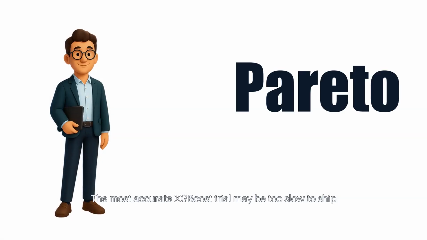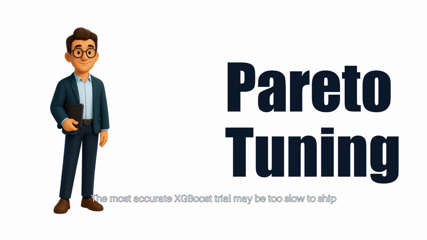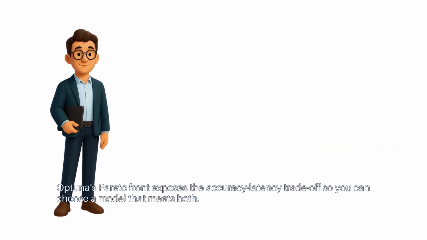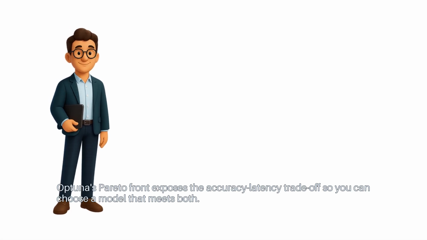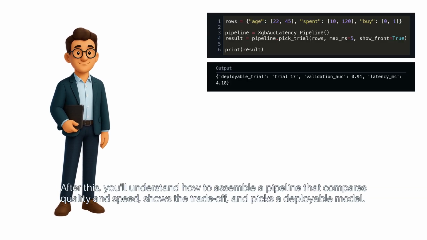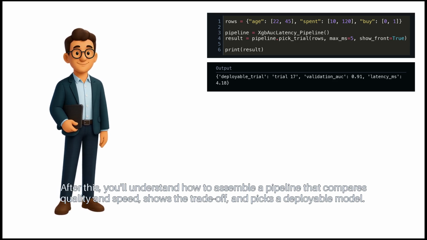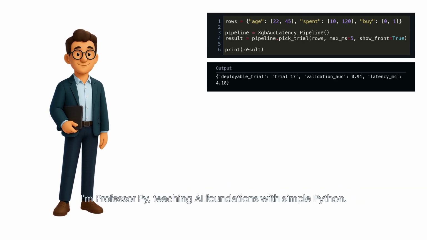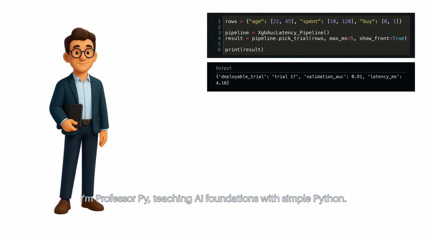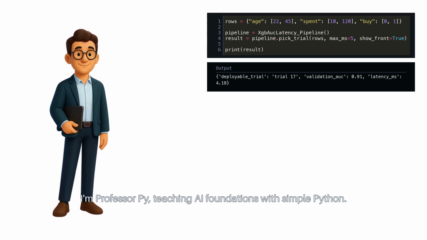The most accurate XGBoost trial may be too slow to ship. Optuna's Pareto front exposes the accuracy-latency trade-off, so you can choose a model that meets both. After this, you'll understand how to assemble a pipeline that compares quality and speed, shows the trade-off, and picks a deployable model. I'm Professor Pi, teaching AI foundations with simple Python.